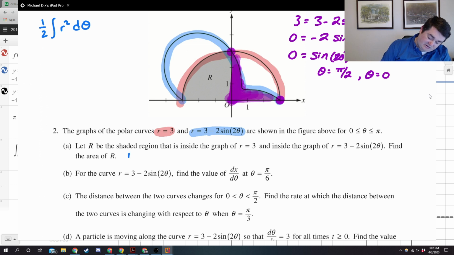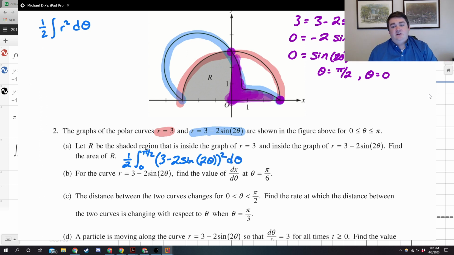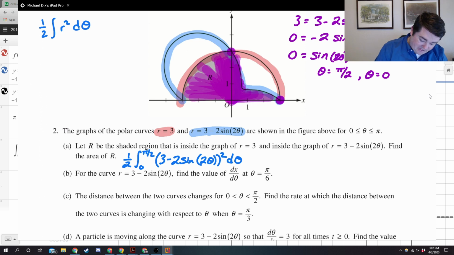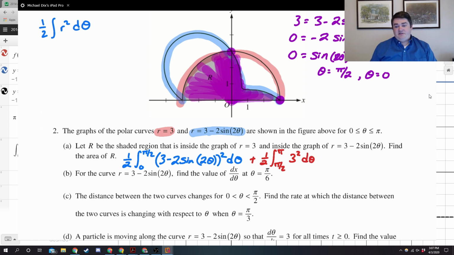So this is going to be 1/2 integral from 0 to pi over 2 of (3 minus 2 sine 2 theta) squared. That's the first part of the area. Then as I finish it out, the rest of this area, I'm radiating out to the red curve, which is the circle. So I'm going to add to that 1/2 integral pi over 2 to pi of 3 squared d theta.